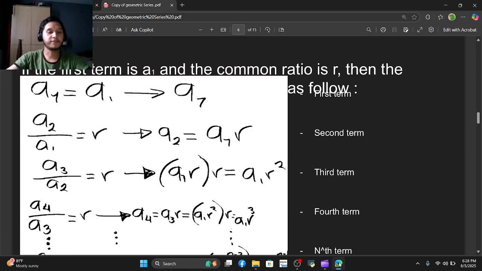Okay. In the first term, a sub 1, and the common ratio is r. So we want to start building up a formula in which we can conclude that if we put these numbers in the formula that we are about to see, we will always get all the sequences. So we will have the results.